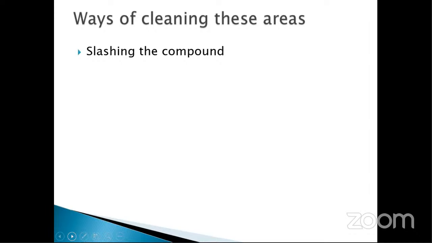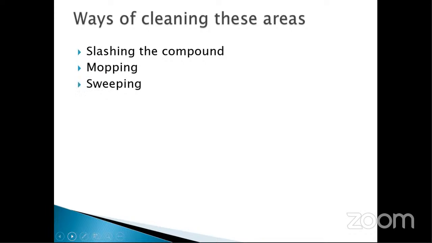Yes, Linus, can you read that first? Slashing the compound. Good, slashing the compound. Then that one? What about this one? That is mopping.